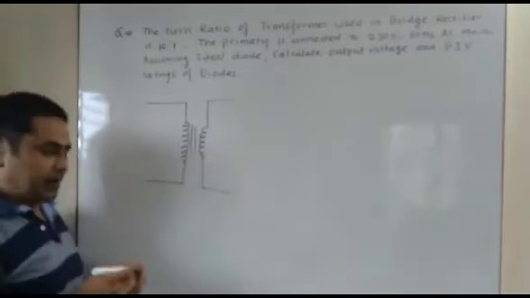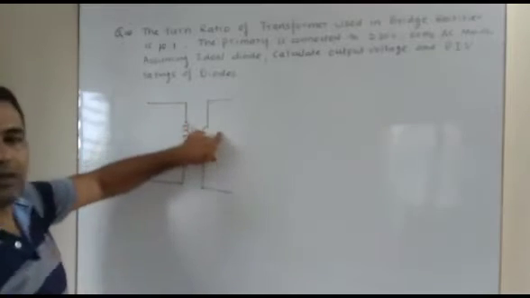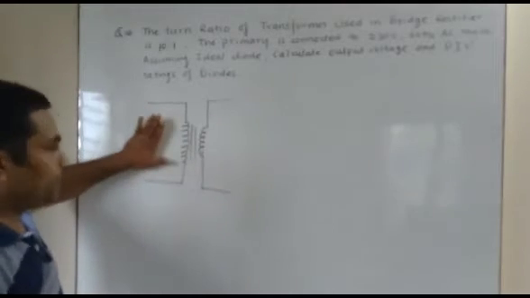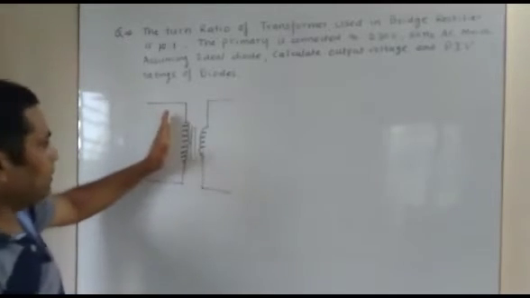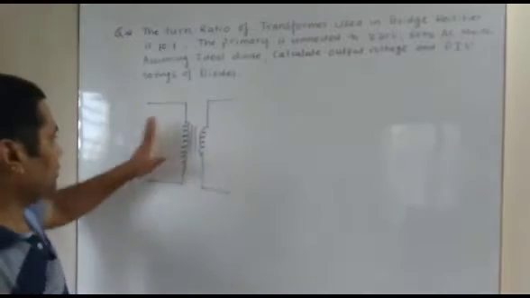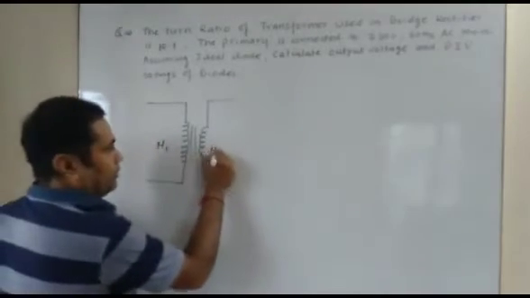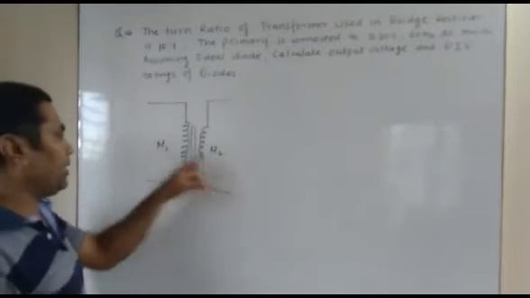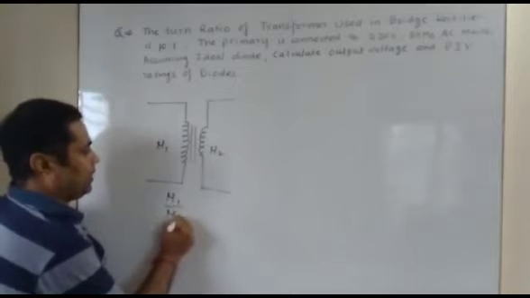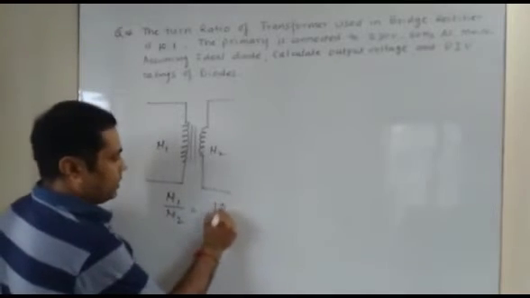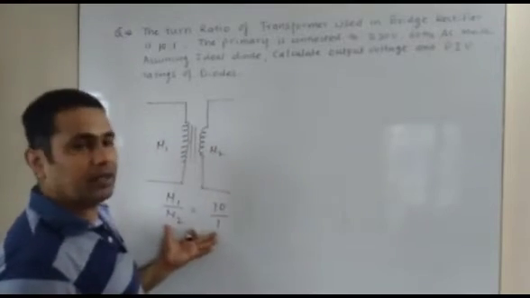You can see in the diagram, at the primary the number of turns is more and at the secondary the number of turns is less. If the transformer has this type of turns ratio, it means that this is a step down transformer. So here the number of turns at the primary is denoted by N1, and the number of turns at the secondary is denoted by N2. And the transformation ratio given here is N1 upon N2 equal to 10 upon 1. By using this, we can calculate the secondary voltage.